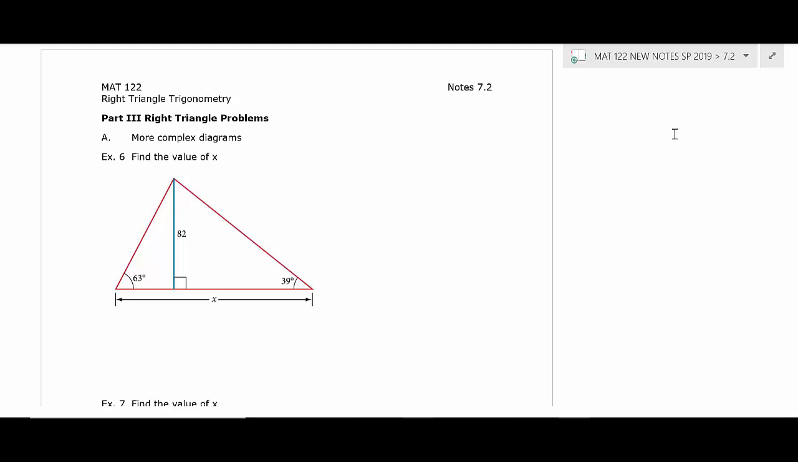Okay, students, welcome to the last part of this section. And this is where we're going to do a little bit more complicated examples and some word problems. So let's talk through this diagram here and see what we have going on.